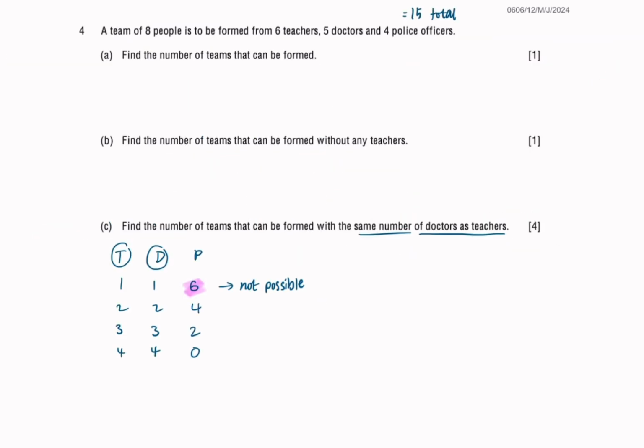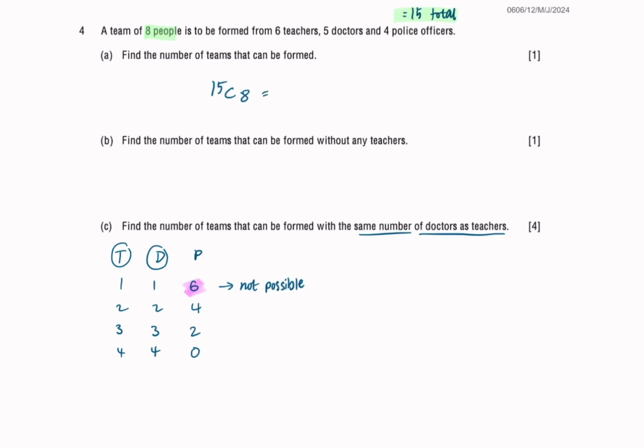Okay, next question. A team of 8 people is to be formed from 6 teachers, 5 doctors, and 4 police officers. Part A. Find the number of teams that can be formed. So one thing to take note of from this question is that there's 15 people in total and the team can only have 8 people. So to find the number of teams that can be formed, you can just do 15 people, choose 8, since there's a maximum number of 8 people. And since the order doesn't matter, it's just combination and it won't be permutation.